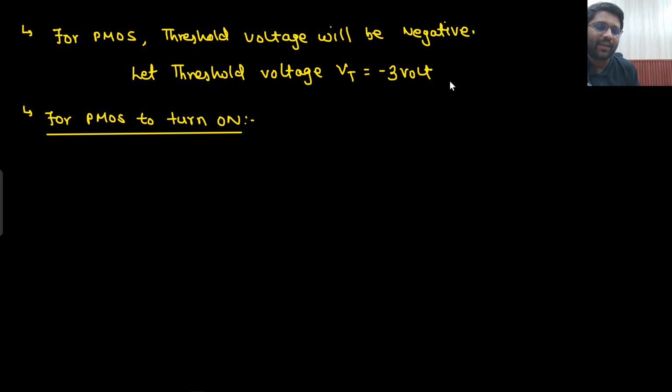Threshold voltage is minus 3 volt. I am assuming that threshold voltage is minus 3 volt. What will be my mod of VT? Mod of VT will be 3 volt. I will be using it somewhere.